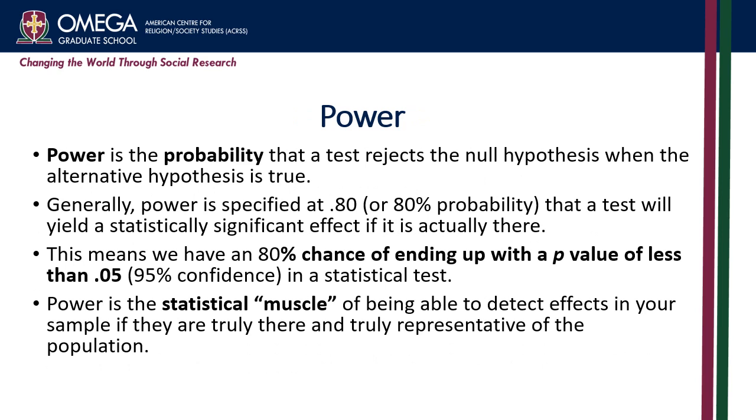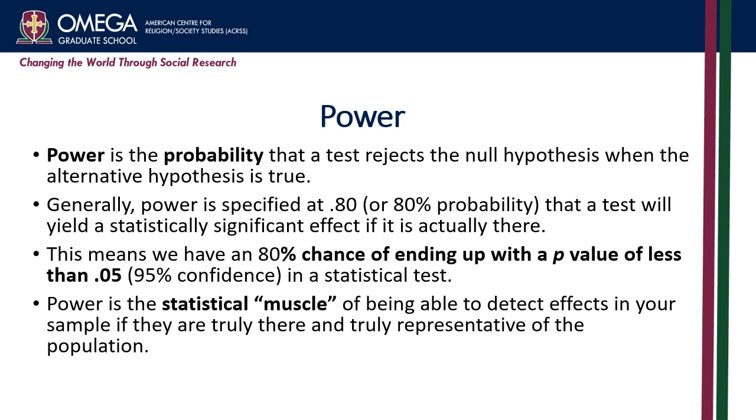We also need to consider statistical power. Power is the probability that a test rejects the null hypothesis when the alternate hypothesis is true. Generally, power is specified at 0.80 or 80% probability. That means it's accurate 80% of the time, that a test will yield a statistically significant effect if it's actually there.